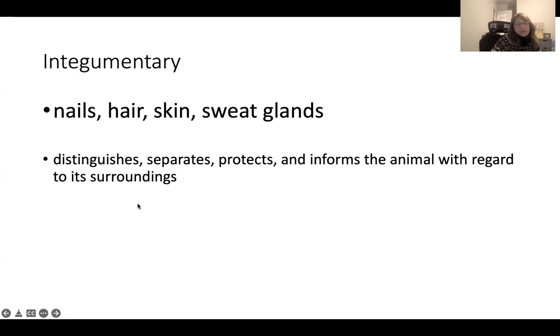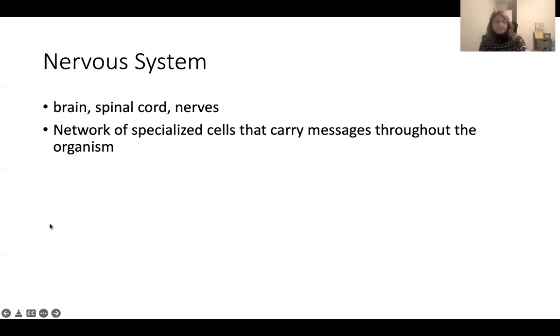The integumentary system is our first line of defense. Our skin protects us. It's a barrier to the outside world so that we can be protected from bacteria. The sweat glands in our skin help us to cool down when we overheat. And it's definitely a protective situation.